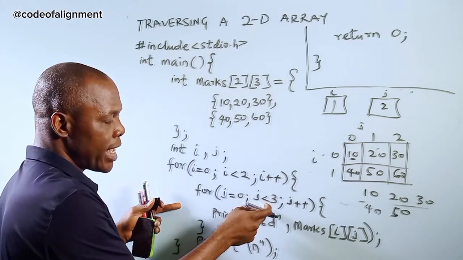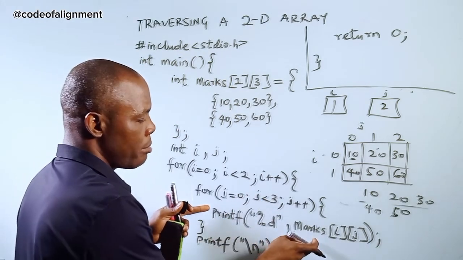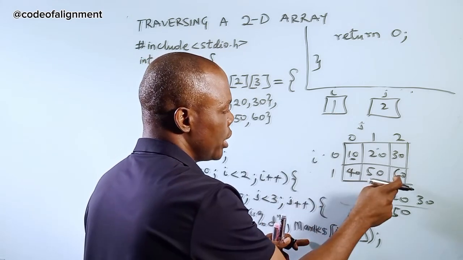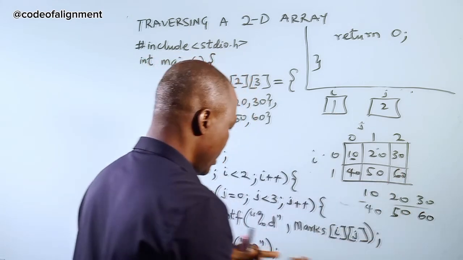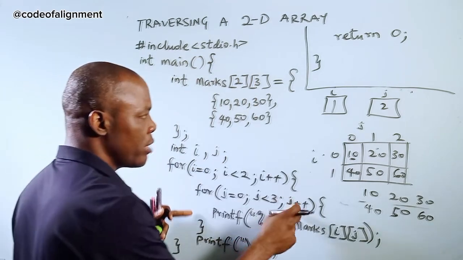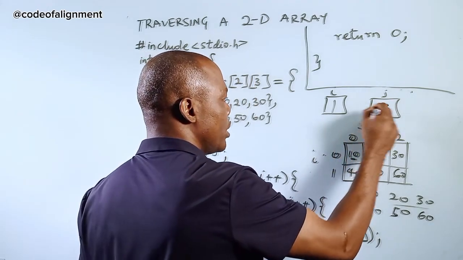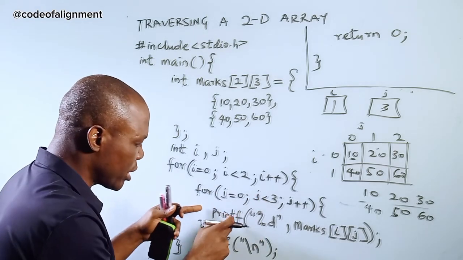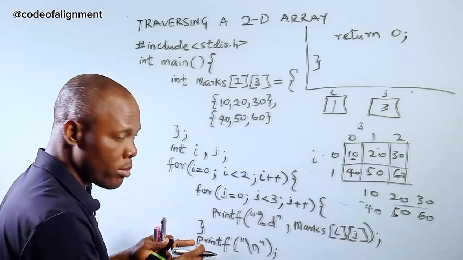2 is less than 3. That is true. So it will come in. mark[i][j], i is what? 1. j is what? 2. So i is 1, j is 2. It will print out 60. Then it will encounter this guy. Then it will increment j to 3. So j is now 3. So it will test the condition. 3 is less than 3. That is not true. So it will skip this. And then it will come to this guy.